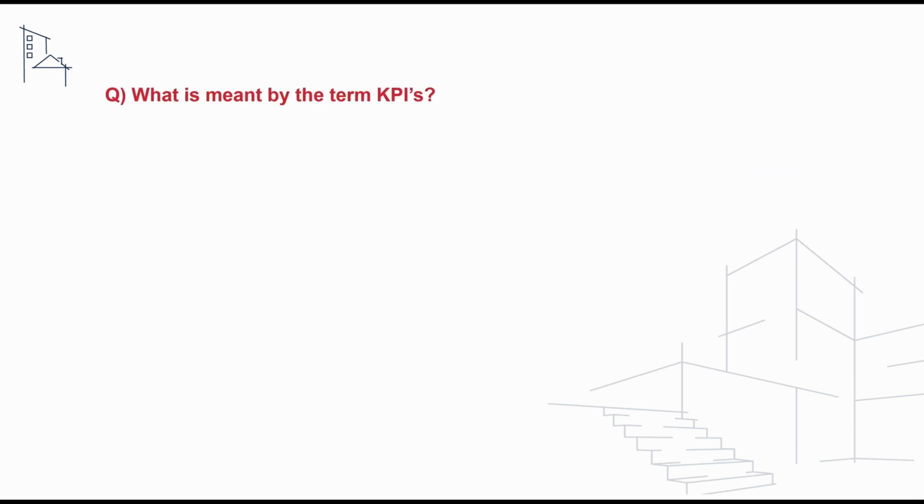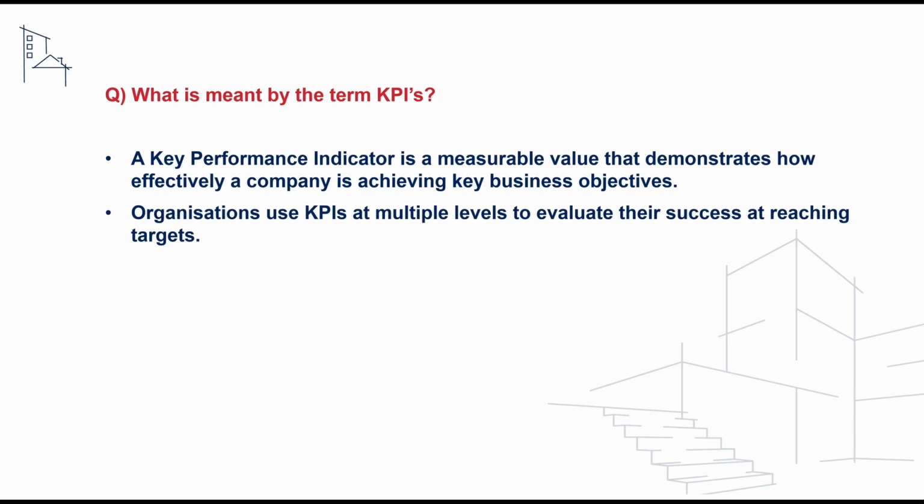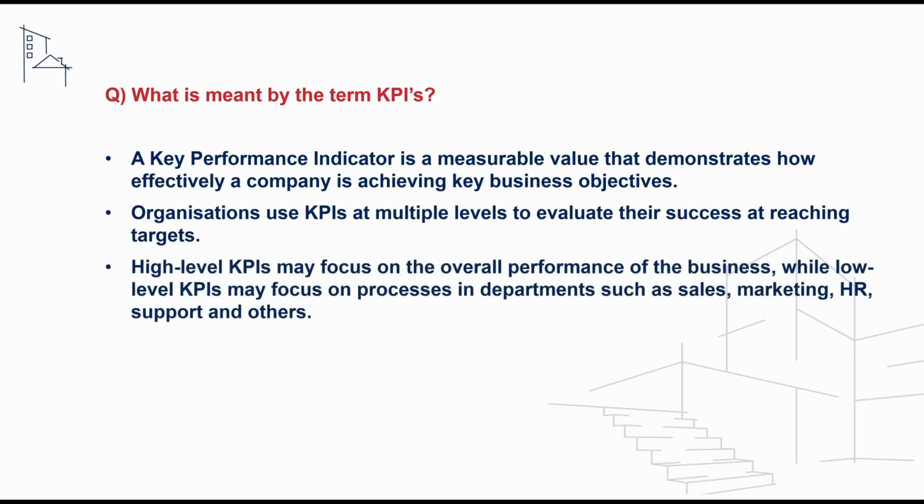A follow-on question we may receive here is what is meant by the term KPIs, and to address this we can say that a key performance indicator is a measurable value that demonstrates how effectively a company is achieving key business objectives. Organisations use KPIs at multiple levels to evaluate their success at reaching targets, and high-level KPIs may focus on the overall performance of the business, while low-level KPIs may focus on processes in departments such as sales, marketing and HR.